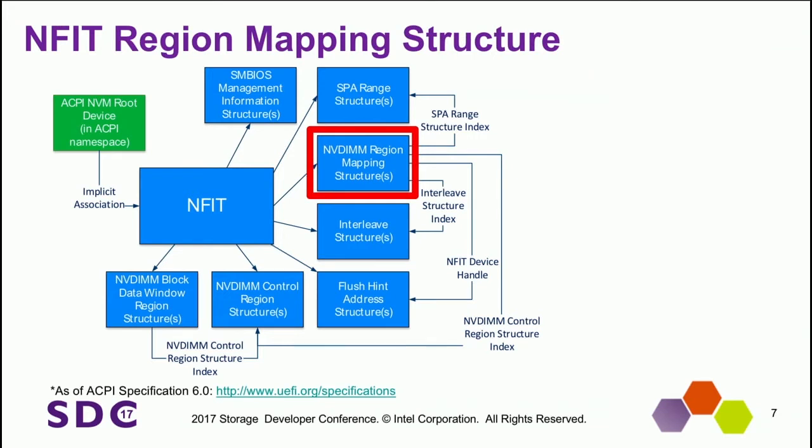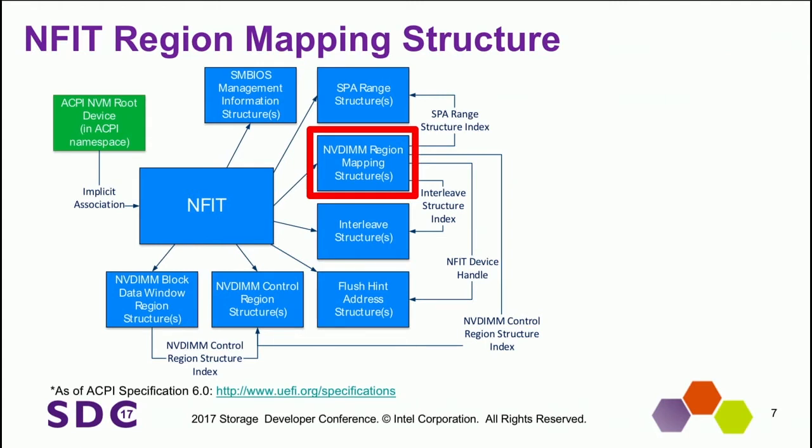So in discovering NVDIMMs, we start with the NFIT region mapping structure. If the NFIT had a heart, this would be it. As you can see from the number of lines emanating from it, it connects basically all the other structures together. The region mapping structure describes the NVDIMM regions and associates them to SPA ranges, to control regions, their interleaves, the flush-in addresses, and the associated SMBIOS tables.